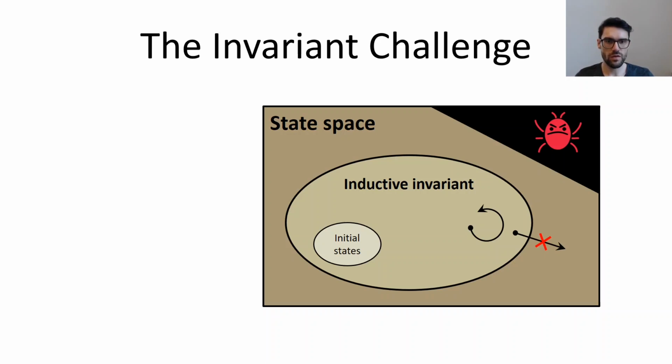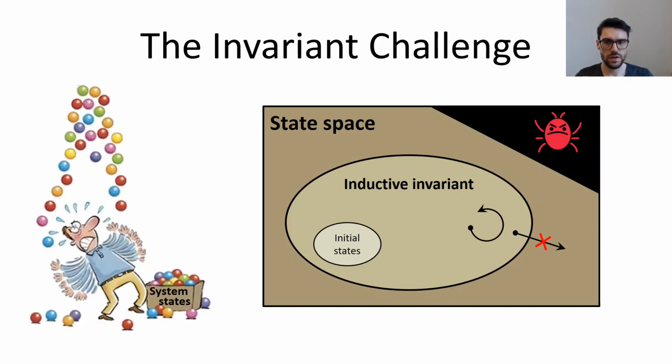An inductive invariant is a property that contains the initial states of the system, it is disjoint from the dark corner of unsafe states, and most importantly, it is closed under the transition relation of the system. Unfortunately, devising inductive invariants for concurrent programs is notoriously difficult, error-prone, and time-consuming, even for experts. This is due to the sheer number of interleavings of a concurrent program, all of which have to be accounted for in a formal proof.